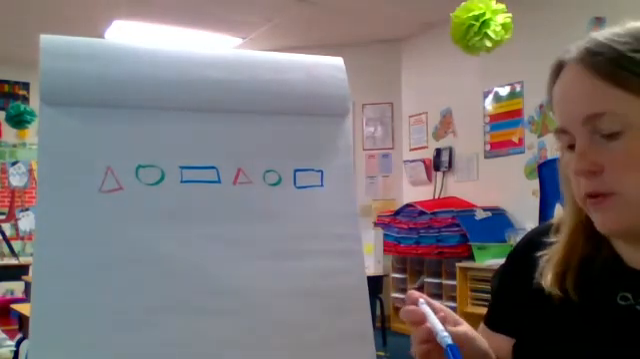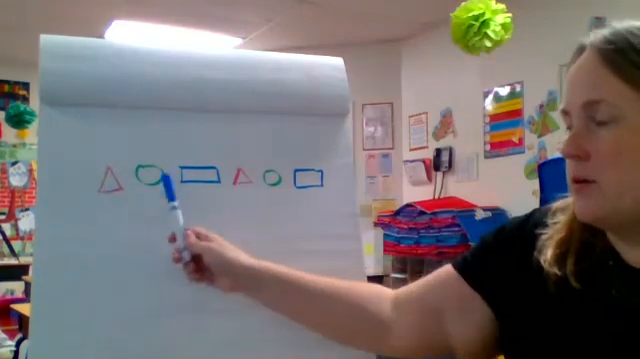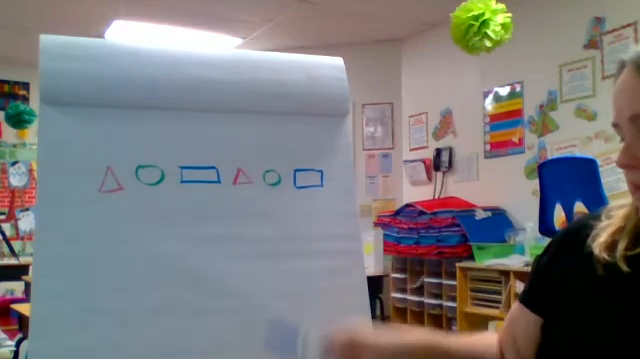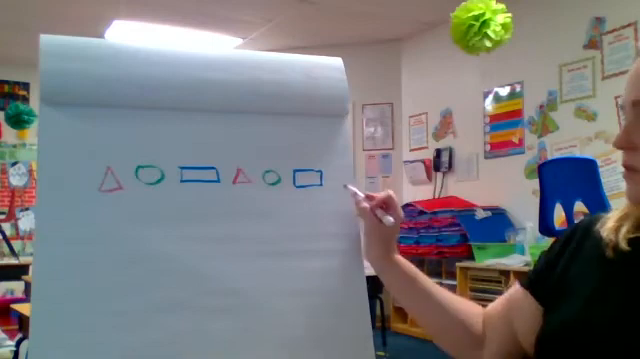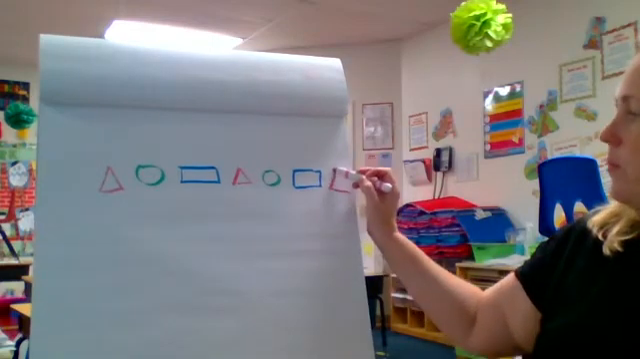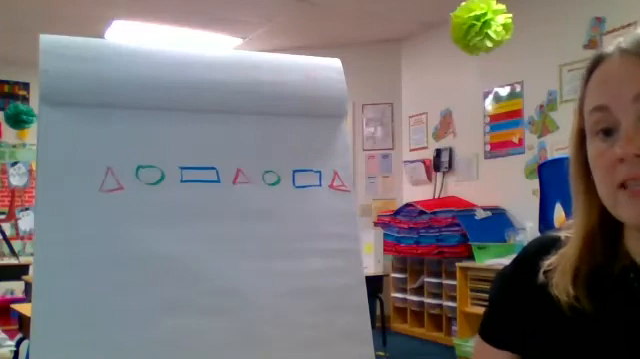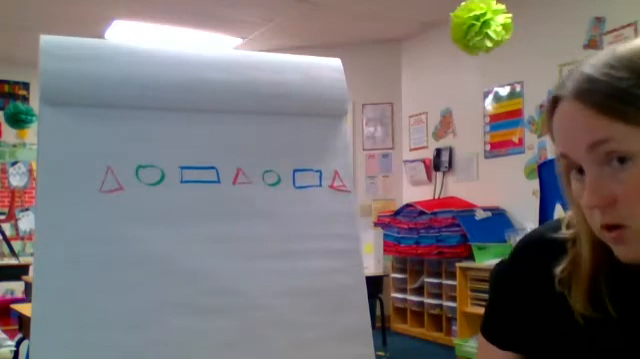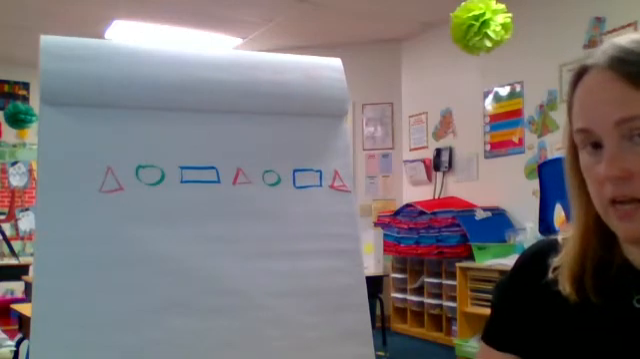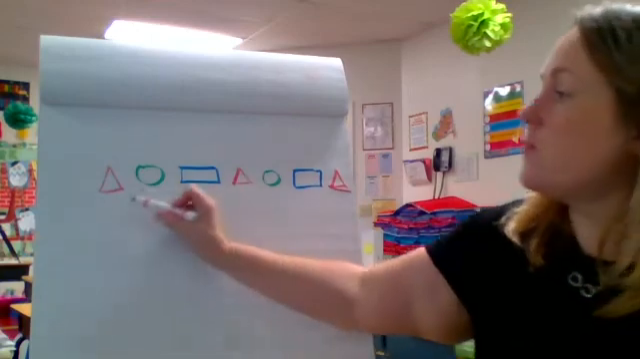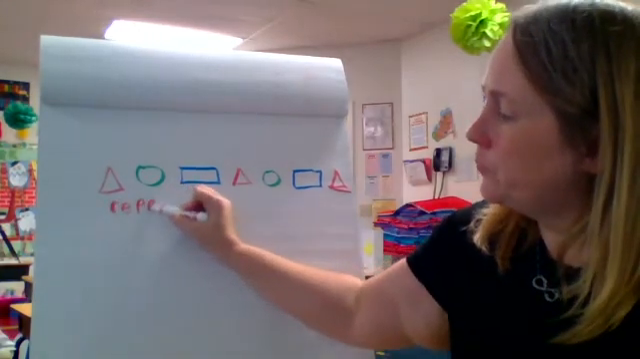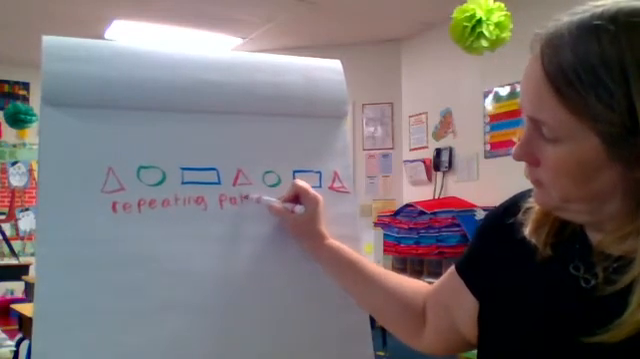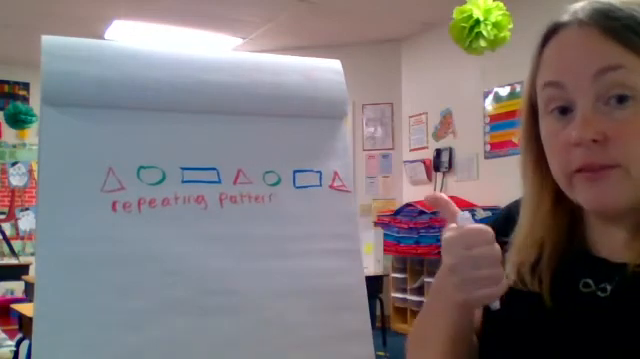All right, can you say my pattern with me? Triangle, circle, rectangle. Triangle, circle, rectangle. What shape would come next? A triangle. So boys and girls, do you think that this is a repeating pattern or a growing pattern? Is it getting bigger or are we having the same things over and over again? You said it was a repeating pattern. Give yourself a thumbs up.